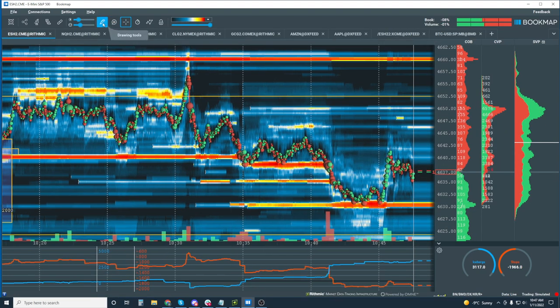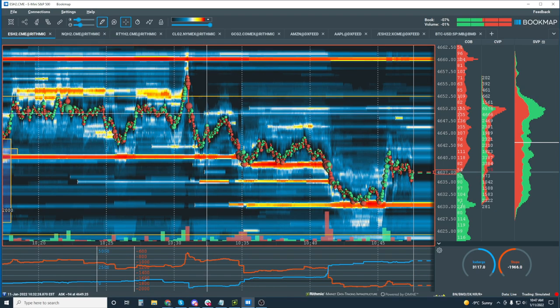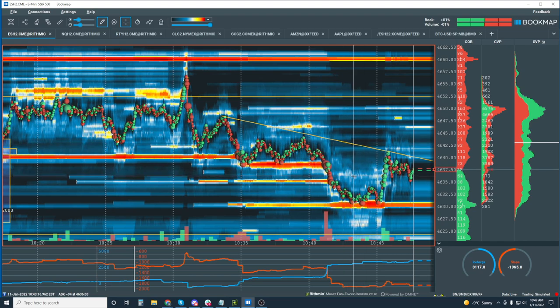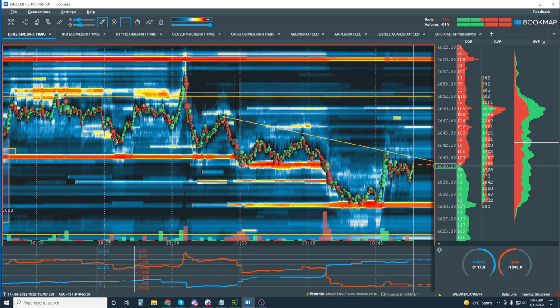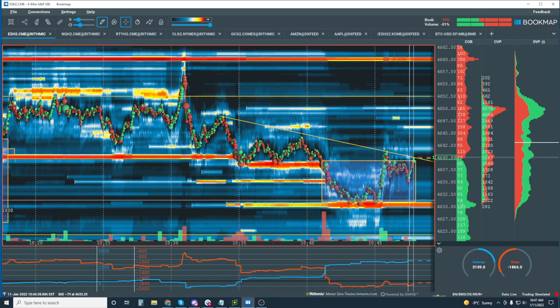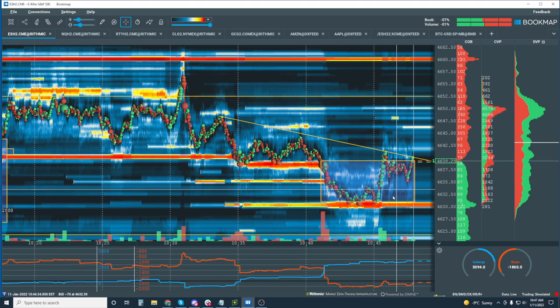All right, so let's zoom in. Let's start to get some market structure on this area here, as well as a rectangle here. Let's see if we get our buyers here. Are we going to get our buyers? Are we going to get our breakout? I'm looking for it.